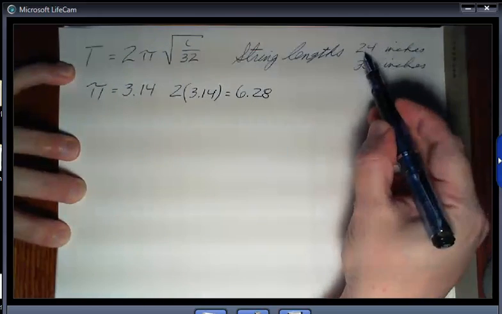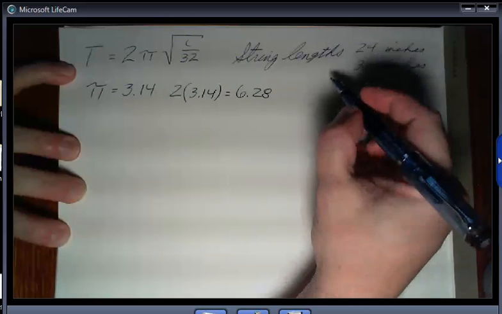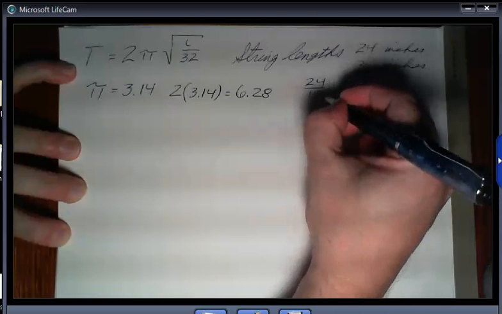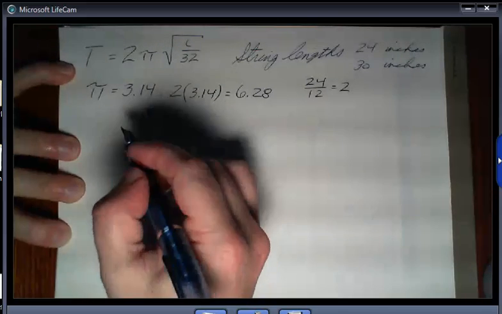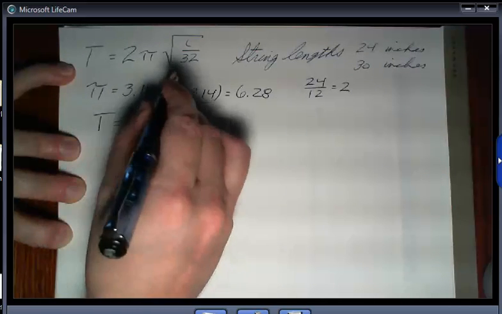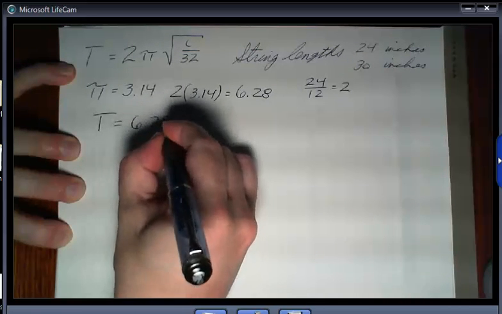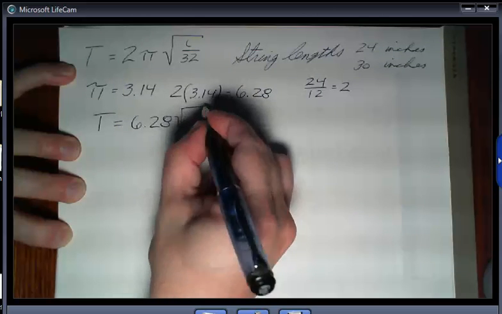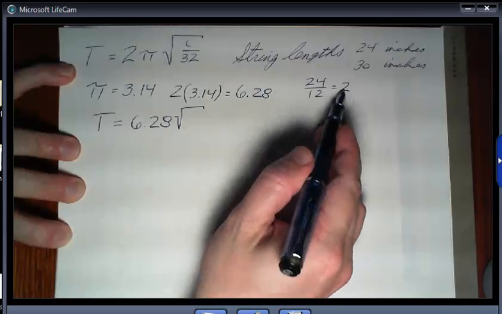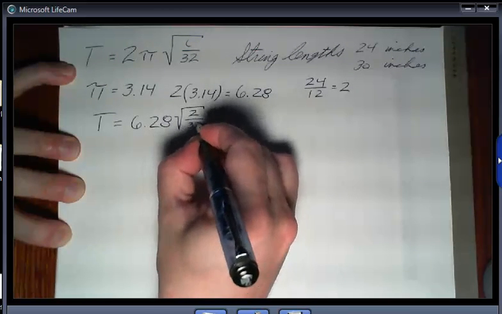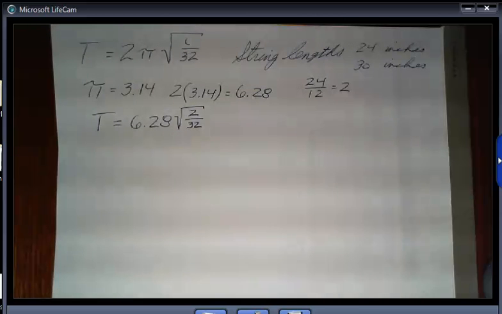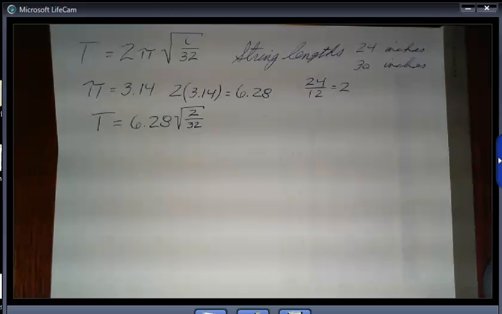Alright, remember for string length, the length here is represented in feet. So you'll have to take, for example, 24 inches, and divide that by 12. So 24 divided by 12 equals 2. Alright, so I can write this out as t equals, remember 2 times pi is 6.28, and then I've got the radical here, and for string length I had to convert from inches to feet, so 24 inches is 2 feet. Now you could enter this in the calculator, as I said, all at once, but it's probably safer to enter it in pieces.